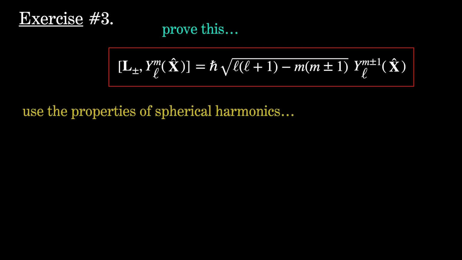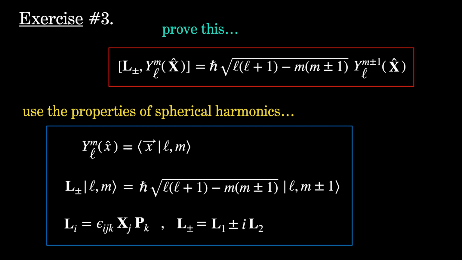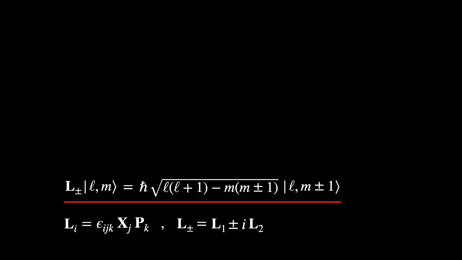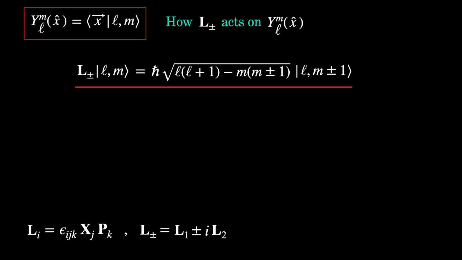And as before, you can do this using the properties of the spherical harmonics. Let's see how this works. We first start with this equation. This is how an angular momentum state is transformed by the angular momentum ladder operators, L plus minus. Let's turn this into an equation about the spherical harmonics. We do this by taking an inner product with the position ket x.